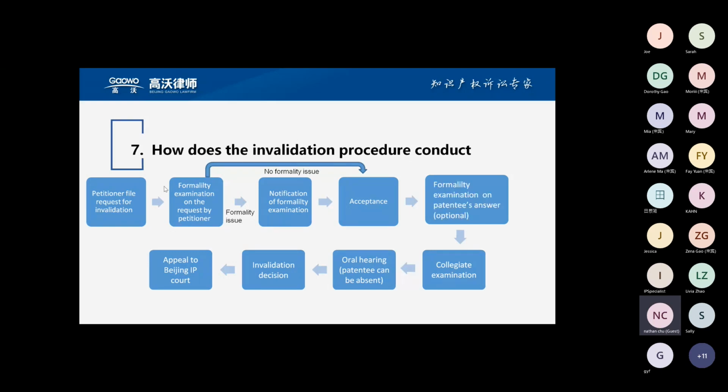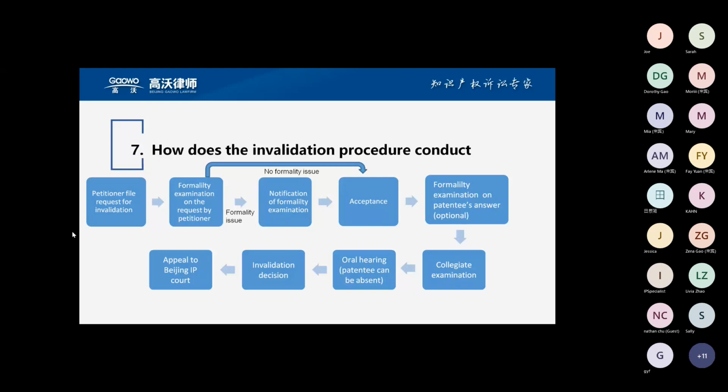This is a fundamental flow chart for the invalidation procedure. The first step is that the petitioner has to file a request for invalidation initially. That means the petitioner has to kick off the match. When you file the request, the patent office will conduct a formality examination on the request.